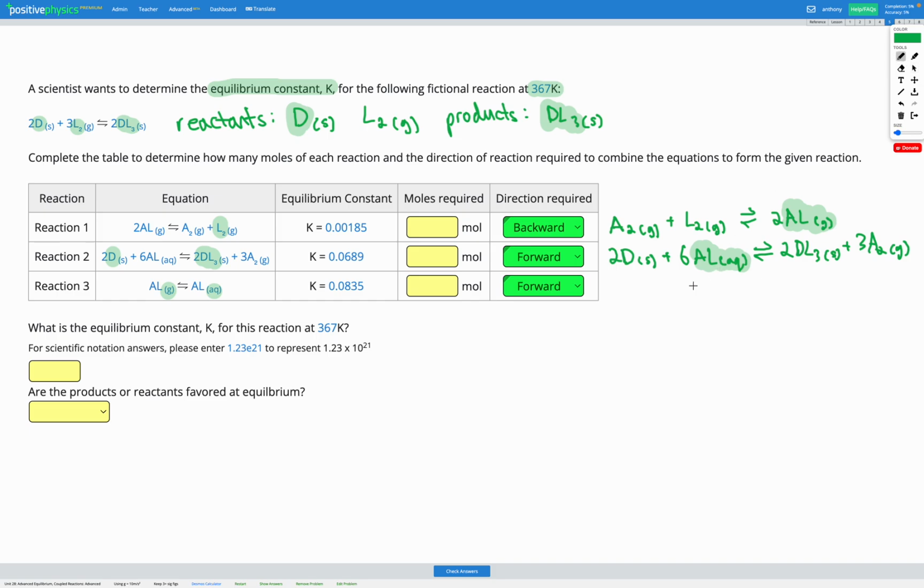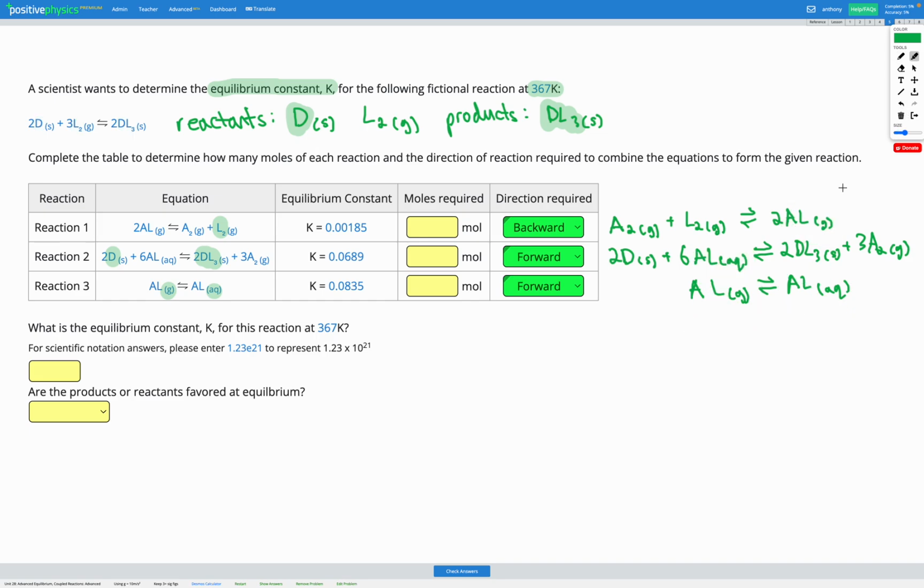So I'm going to write out that equation now. We have AL gas goes to AL aqueous. Notice as well that because AL gas is on the left here and on the right in step 1, when we add those together, those are going to cancel out. And that's the same for AL aqueous here and AL aqueous in step 2. When we add them together, those are going to cancel out, which is what we want because AL doesn't appear in our goal reaction. So that's going to have to cancel out eventually.